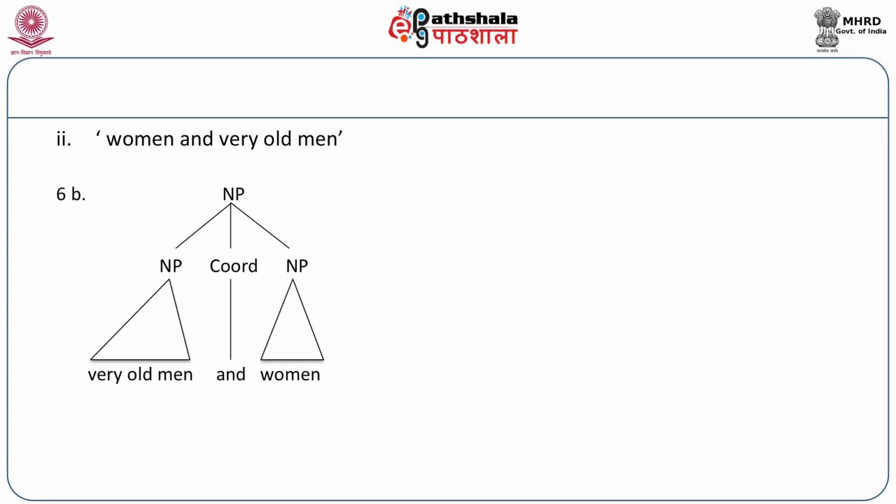However, in 6b, very old men is a separate noun phrase and it is coordinated with the other noun phrase, women. Here, very old, the adjective phrase, only modifies men and does not modify women, and therefore this gives us the meaning: men are very old but women are not.